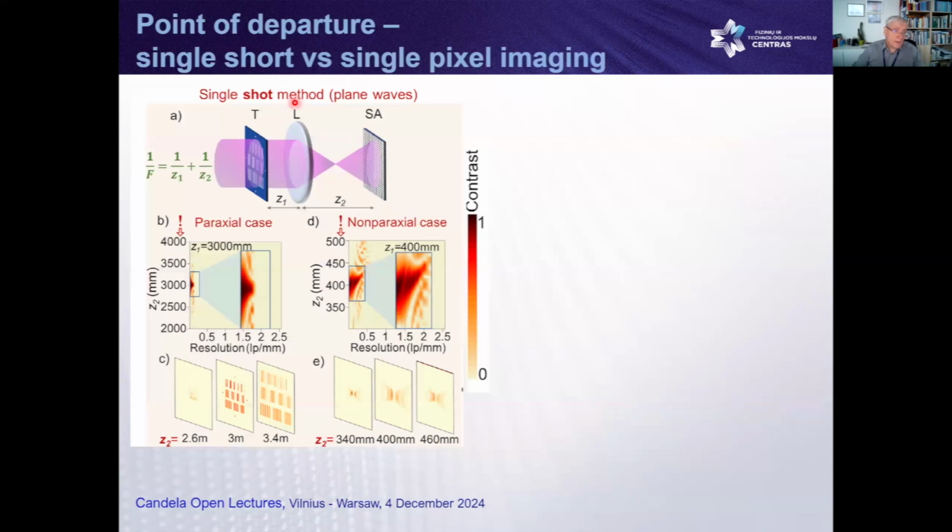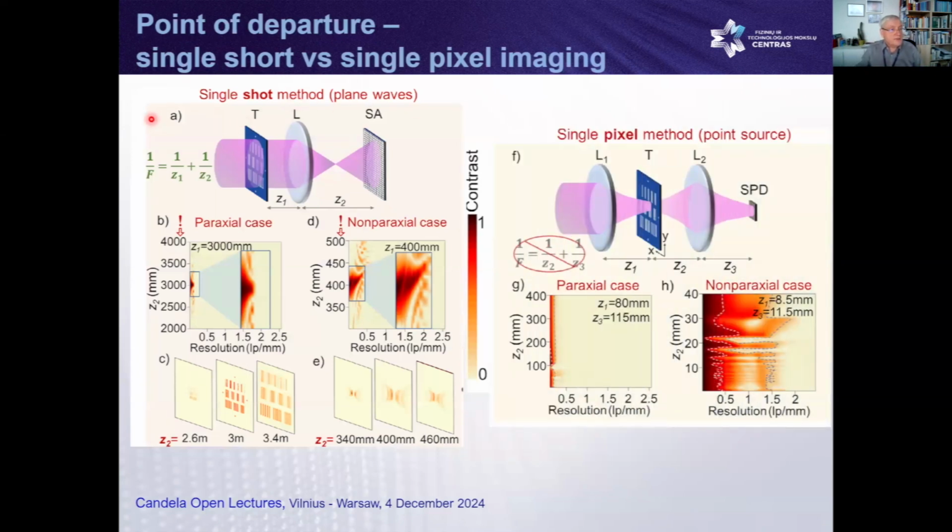The point of departure, from the optical side and the imaging side: for the single-shot method, it means we have plane waves. It means we can use the conventional lens formula, which is known. So the paraxial case has nothing specific. We can find it in every textbook. We have the lens formula with a very nicely expressed focus. If we go to the non-paraxial case, our picture becomes disturbed.